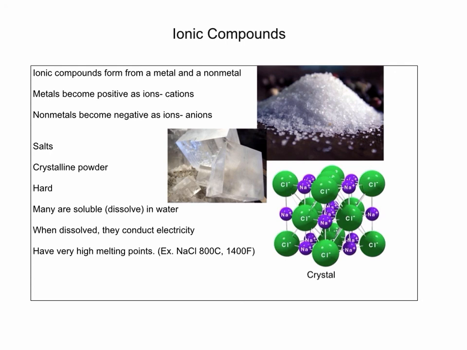Lastly, why do they have such high melting points? Well, for something to melt, the structure needs to be able to move. So these ions need to be able to move around each other. Ionic bonds are really, really strong. Because we have positive charges next to negative charges, it takes a lot of energy to get these particles moving fast enough to break these ionic bonds. So these strong ionic bonds make it so you have to reach very high temperatures to melt an ionic compound.